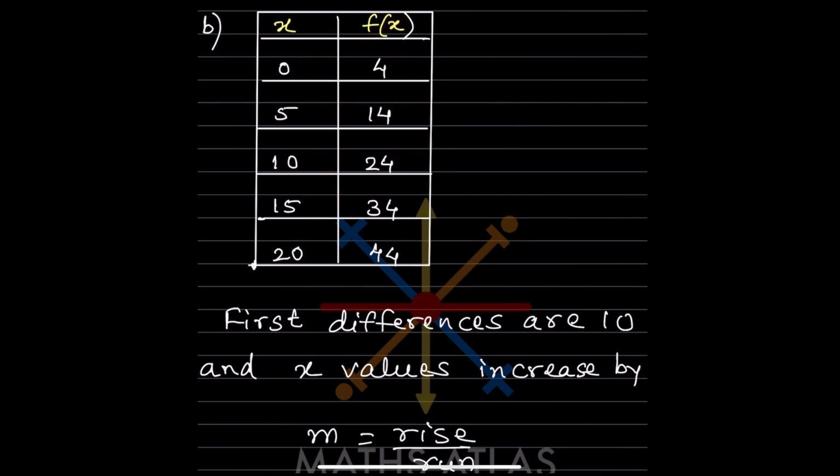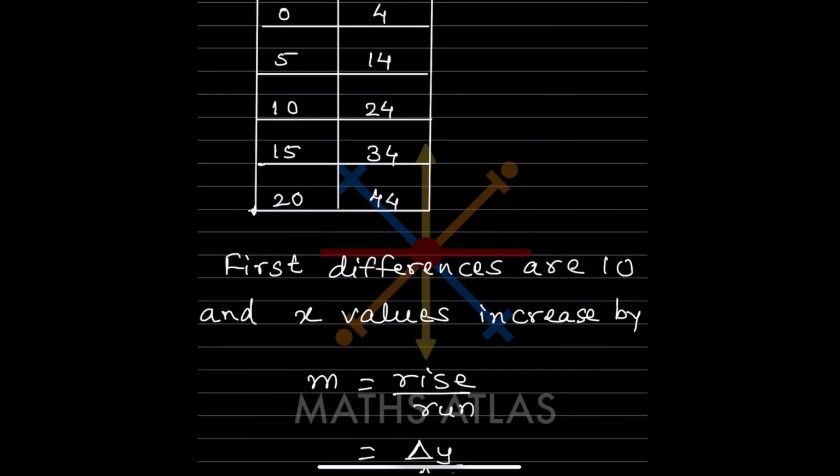So now the first difference. When you take the difference of this and this, you get 10. Again, from 14 and 24, the difference is 10. From 24 and 34, the difference is 10. From 34 and 44, the difference is 10. You know the slope. And here x is increasing by 5. So we can say the first differences are 10.